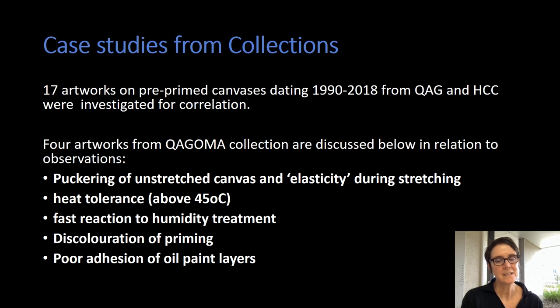So using understanding gained from the analysis of canvas samples, commercial priming from 17 paintings from the HCC and Queensland Art Gallery collections were analysed. Paintings were selected based on date, the use of pre-primed canvas, and observation of unusual ageing or treatment characteristics possibly related to the pre-primed canvas materials, such as those listed on the slide. The aim of the case studies was to see if there were any patterns or correlations that could be found relating to commercially primed canvas type, and four paintings are discussed.